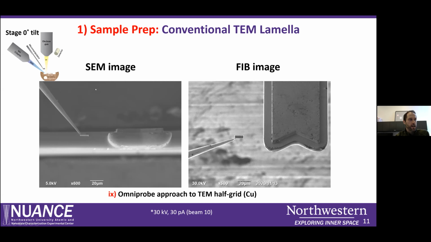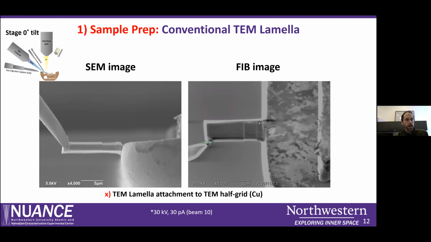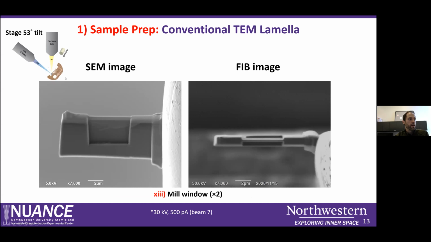And the next step, we can mount it on, for example, what's typically done for TEM sample prep, onto a copper half grid, which has these different types of posts. And we can attach it to a side of one of those posts, use, again, platinum deposition to attach it, mill the OmniProbe loose, and then we can start thinning our sample, so typically at 53 degrees.